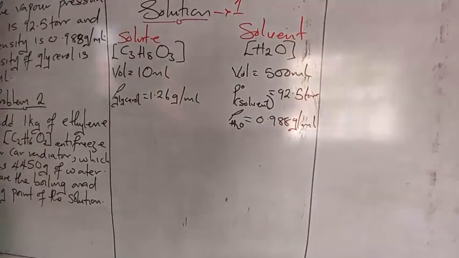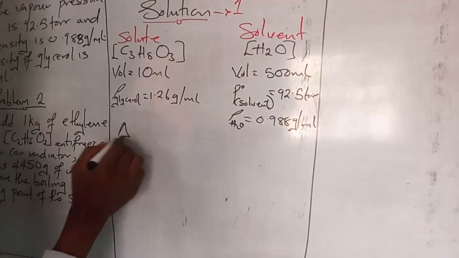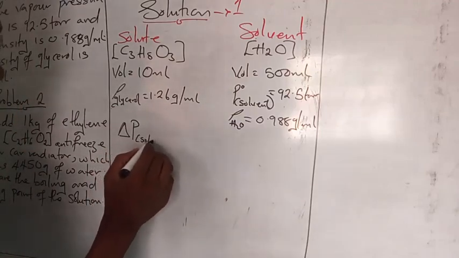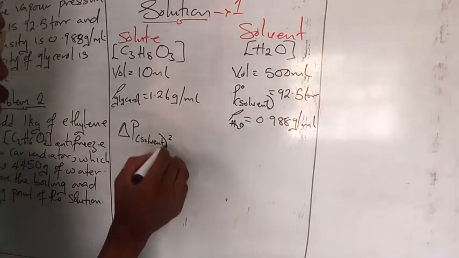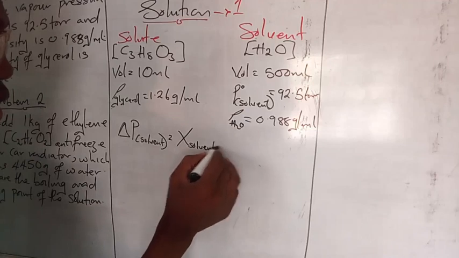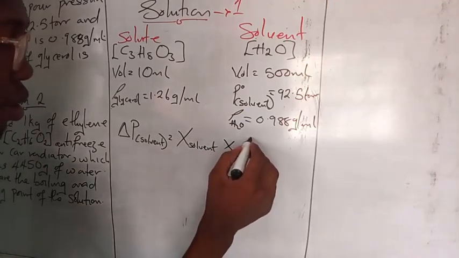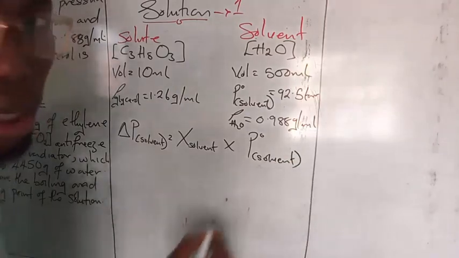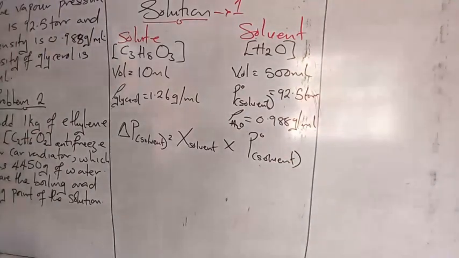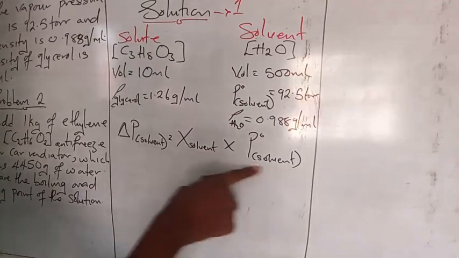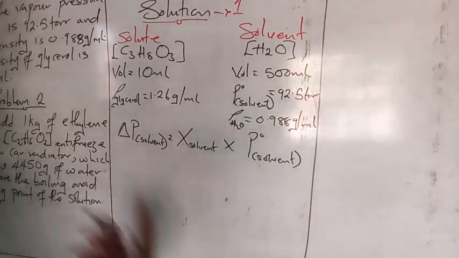Okay. Now we know that to obtain this change in pressure, we're applying Raoult's law, because it's Raoult's law that tells us that the vapor pressure of that solvent equals the mole fraction of the solvent times the pressure of the pure solvent. That was told to us by Raoult's law. So we have to look for this. We already have this value here, which is 92.5 torr. Once we can get this, that'll be all.